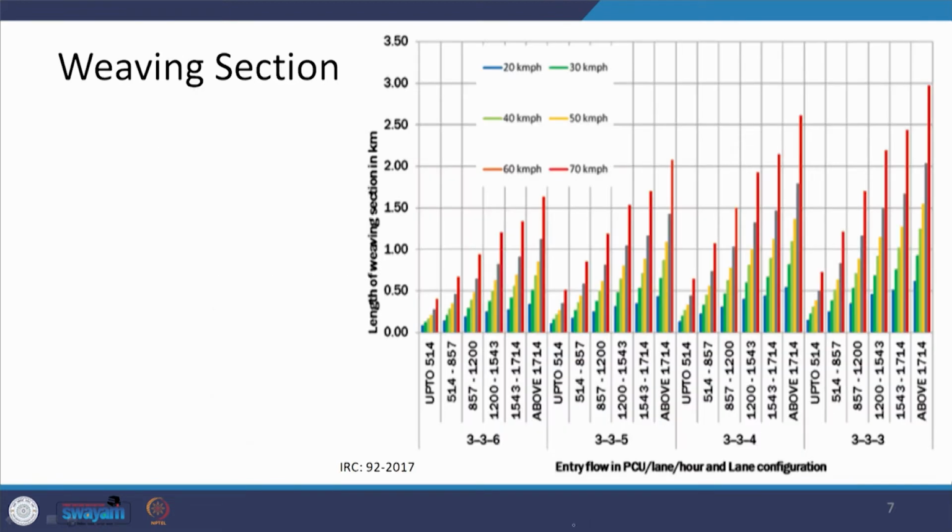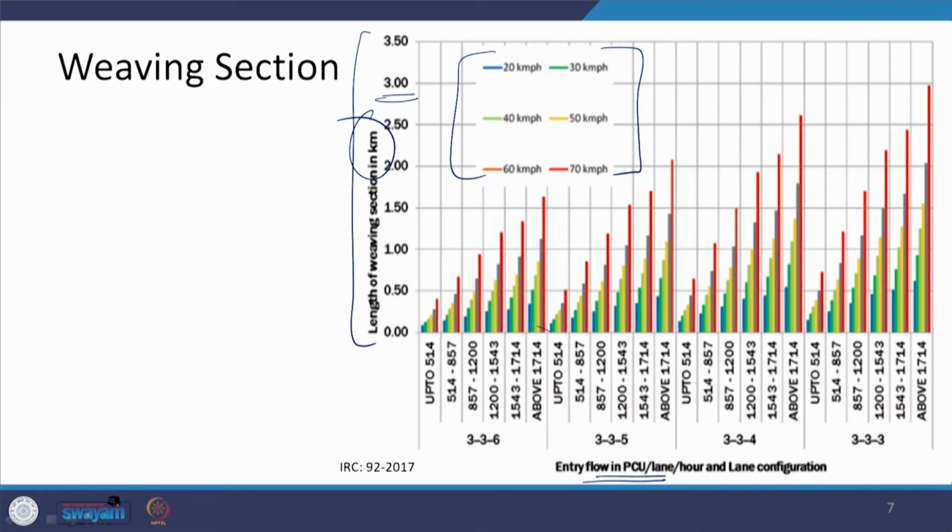So, when we talk about this weaving section, then the lengths need to be looked at, and these lengths have been defined here. They are in kilometers. So, it is like 0.5 kilometers to something as high as roughly 3 kilometers, and they have been defined for different speed values, and they are also being correlated with the entry flows, which are in PCU per hour per lane.